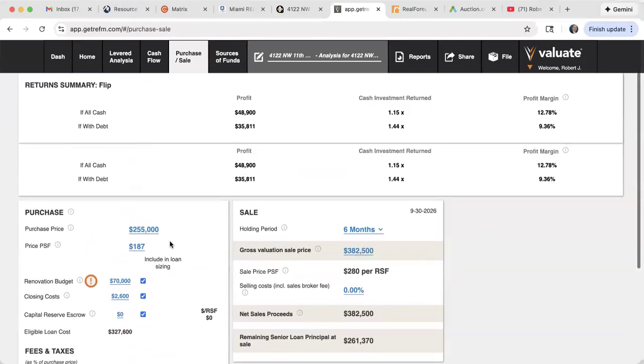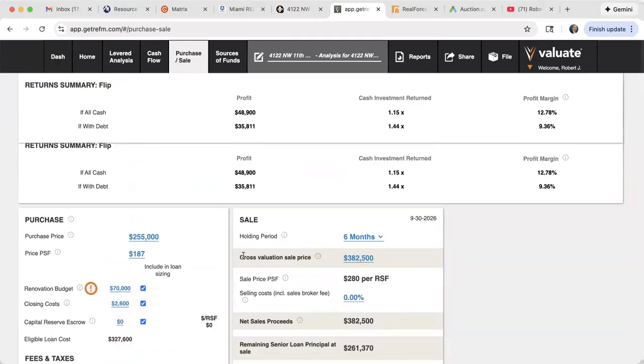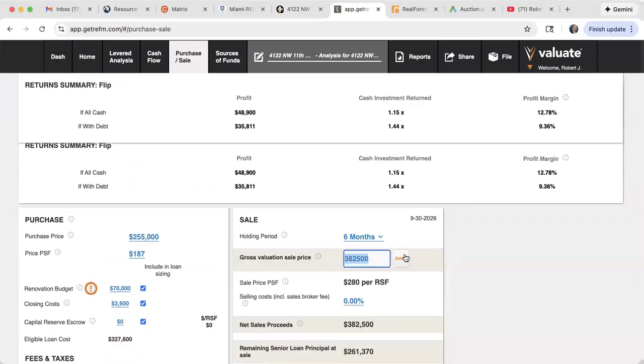All right, guys. So now on the right-hand side, it says gross valuation sales price. You anticipate selling the property at a much higher market value, right? A much higher value because you fully renovated the property. You put in impact windows, impact doors, new floors, new kitchens. You made this house look like a brand new home.